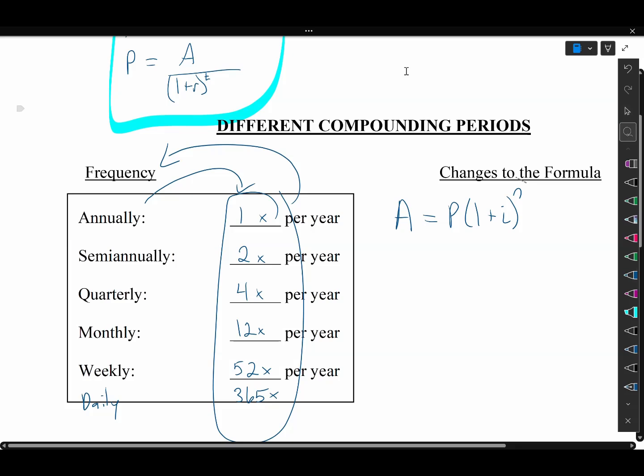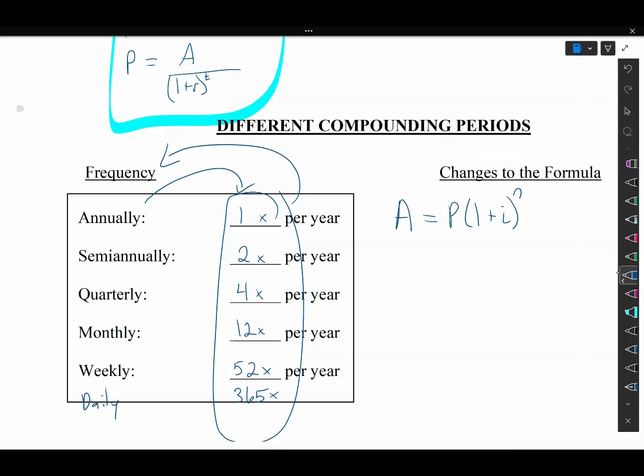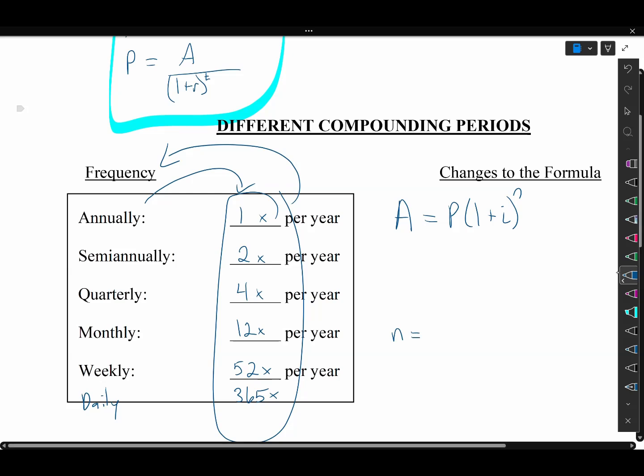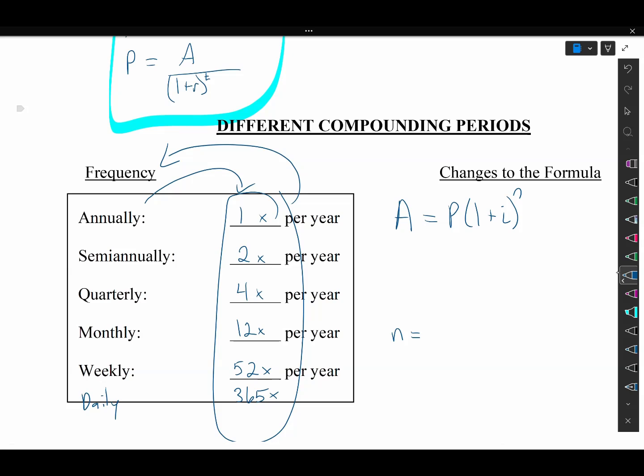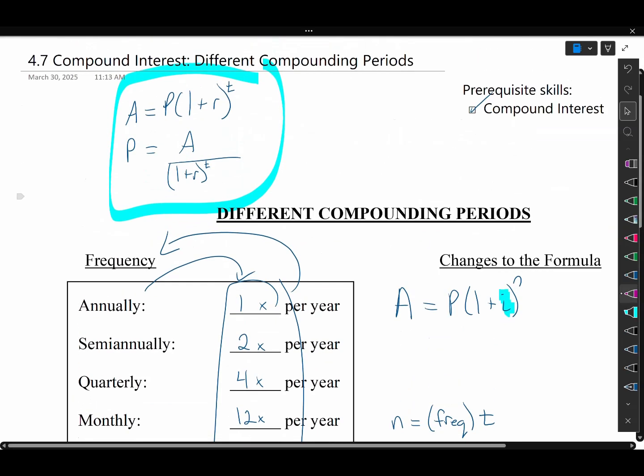Our n value is the number of times something is calculated. If that's the case, then our n value really is going to come from our frequency times the number of years. Right? So our frequency is how often we are performing a calculation within a year, and we're going to multiply that times our number of years, which in the past we've just called t. Right? So next we'll notice maybe this I value. This I value is new. We used to call that R, now we're calling it I.